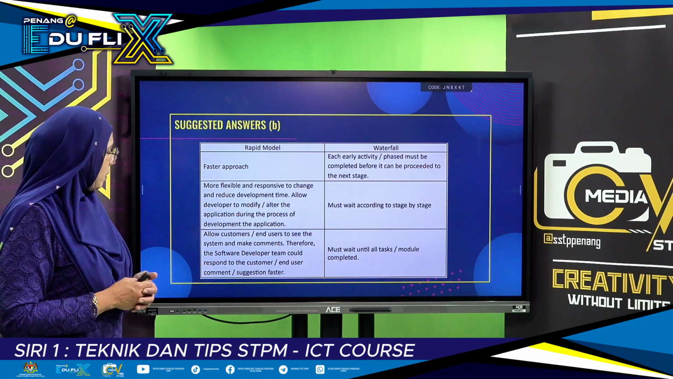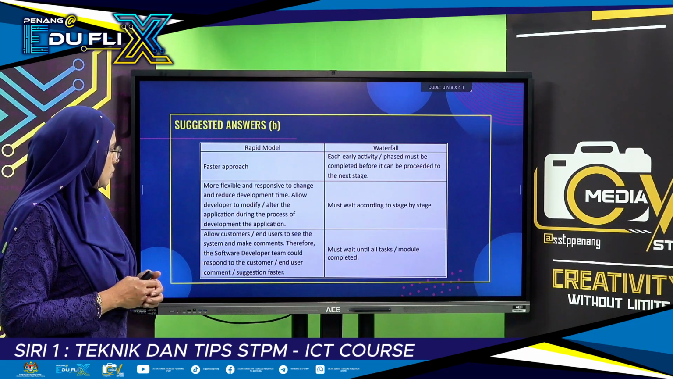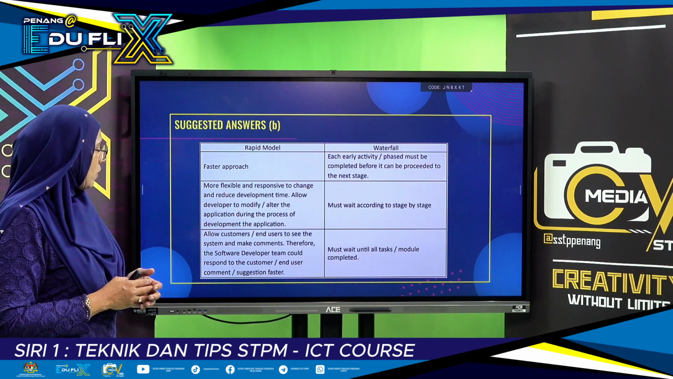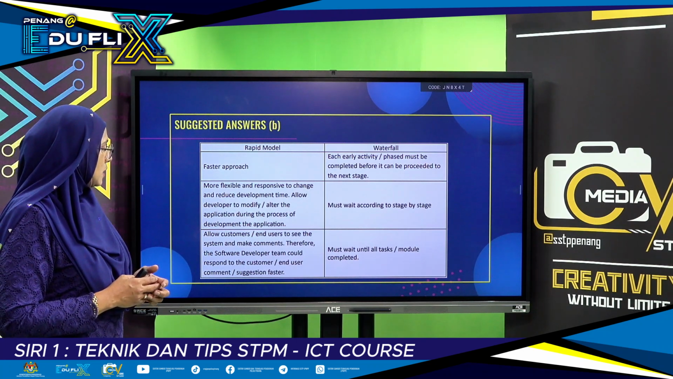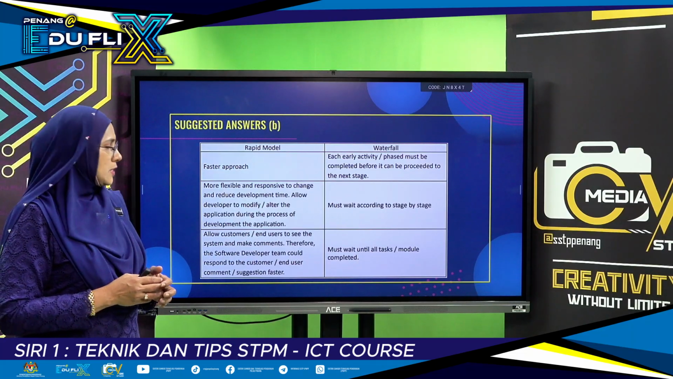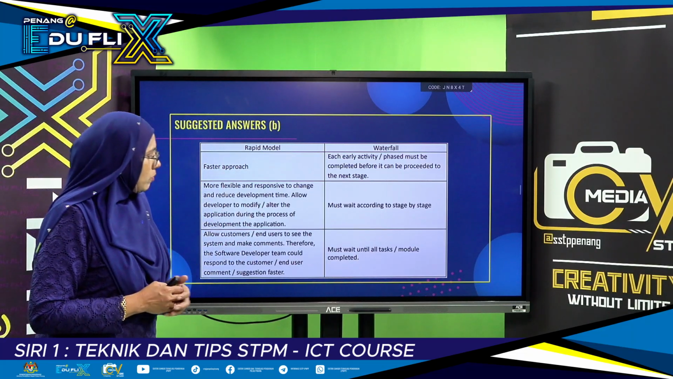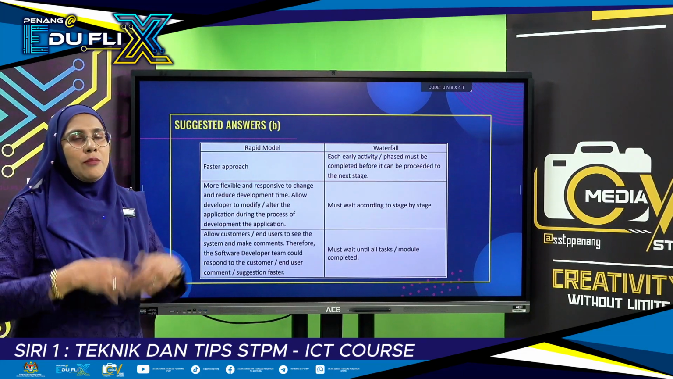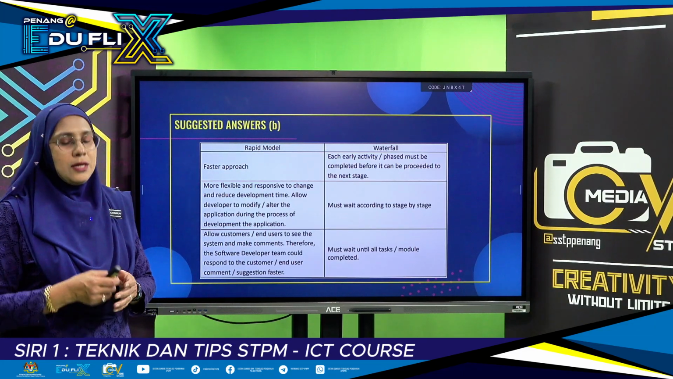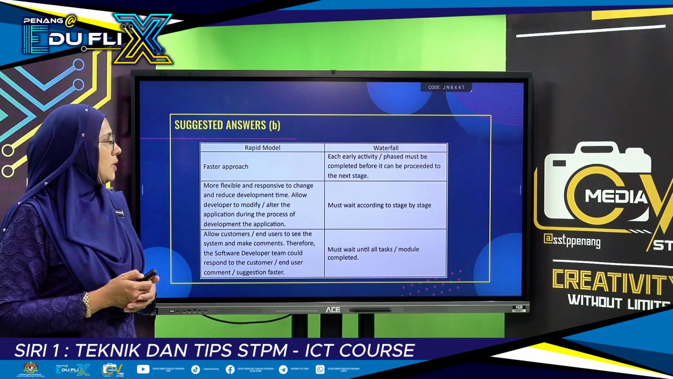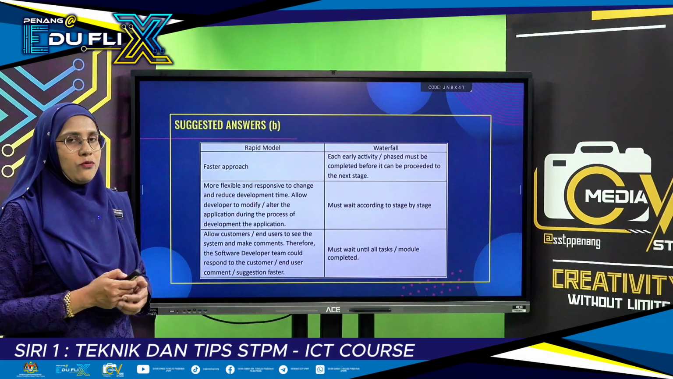And then for the rapid model, it allows the customer or end user to see the system and make comments. Therefore, the software developer team can respond to the customer's and end user's comments and suggestions faster. Okay, for the waterfall model, you must wait until all the tasks or modules are completed first before you can deliver it to the customer. Okay, so these are the differences between the rapid model and the waterfall model.